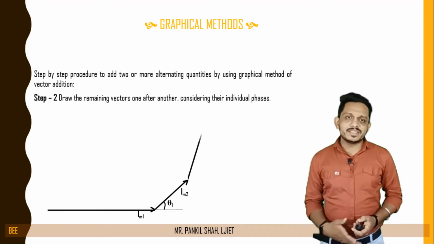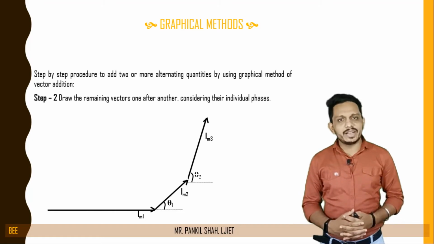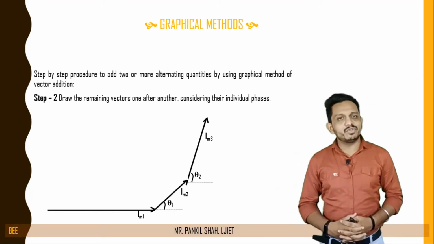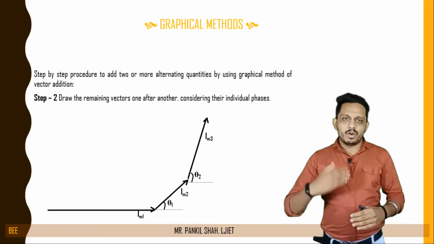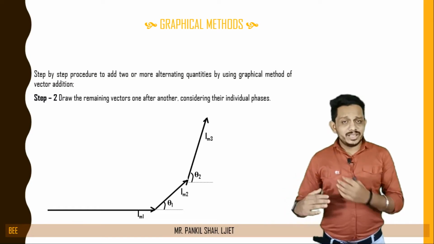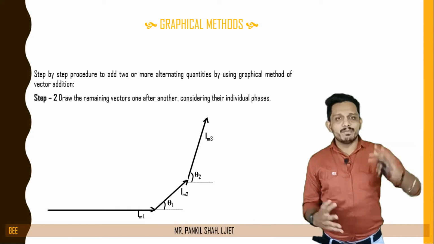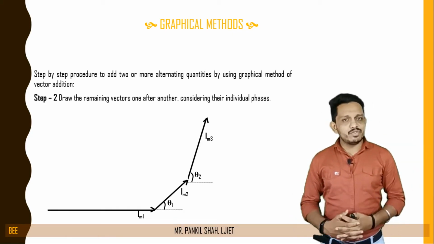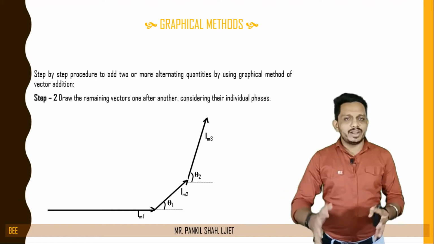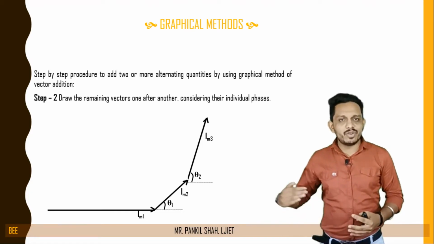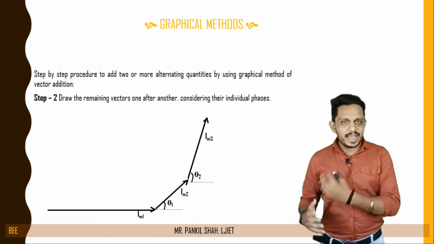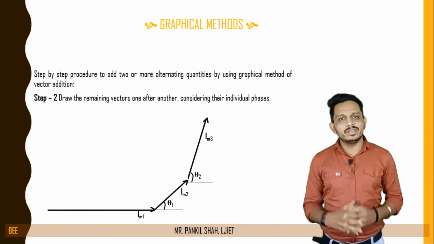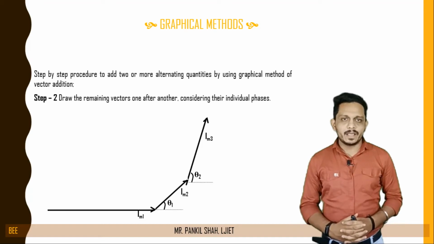Then again, in the same manner, you can draw your third vector, that is I3, and the magnitude of this line is Im3, and the angle will be from the reference. So in this manner you can draw any number of vectors that you want to add. So here I have drawn I1, I2 and I3 vectors, which have magnitudes Im1, Im2, Im3 and some angles. Now my aim is to add all these three quantities in vector form.